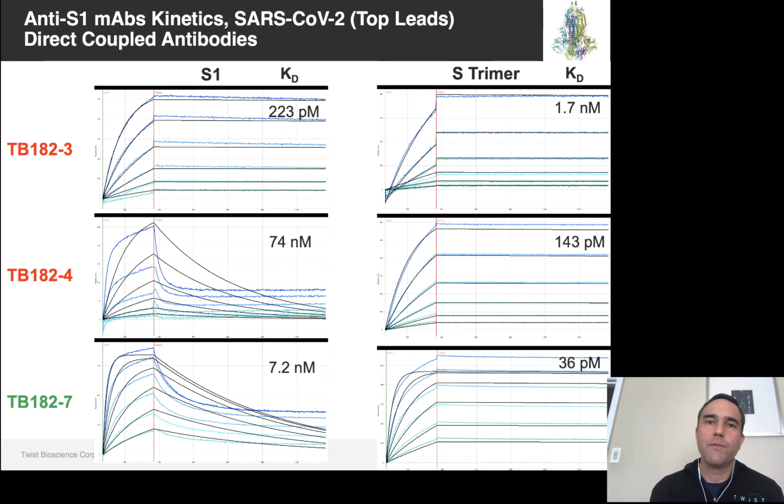When we dive in a little bit further on some of the top leads that I'll talk about later, shown here are the top 3 leads that I'll spend some time on, TB182-3, TB182-4, as well as TB182-7. As you can see, for either S1 and/or S trimer, we're seeing picomolar to nanomolar binding for each of the three different antibodies.